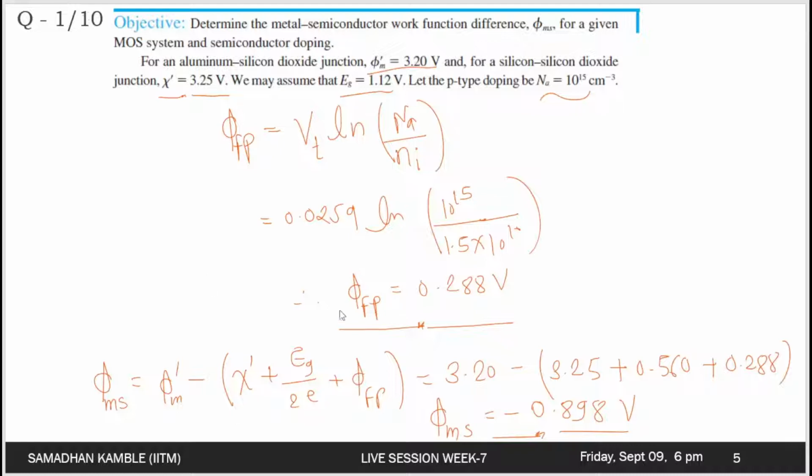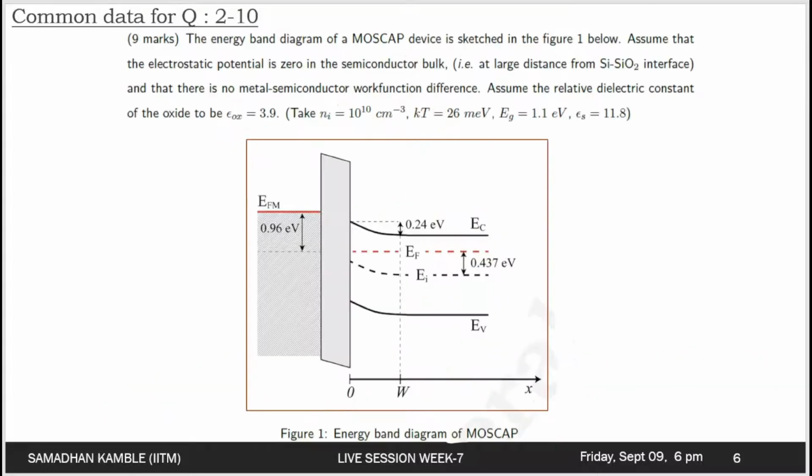Okay, so let us go to question number 2, which is in fact for the common data. It is common data for questions number 2 to 10. I think there are 9 small questions, 1 mark each, based on the data given in this particular slide. So I'll just read out the data for you.